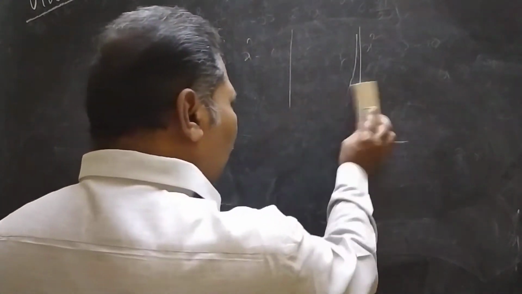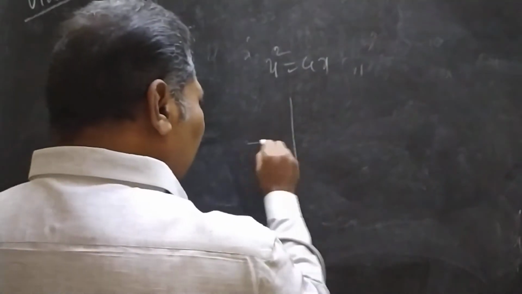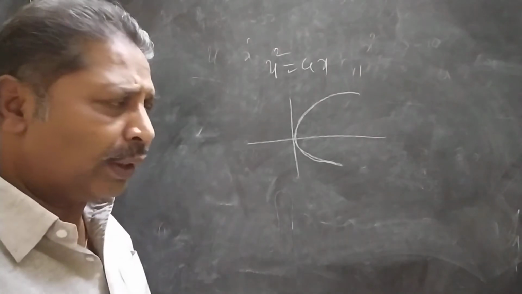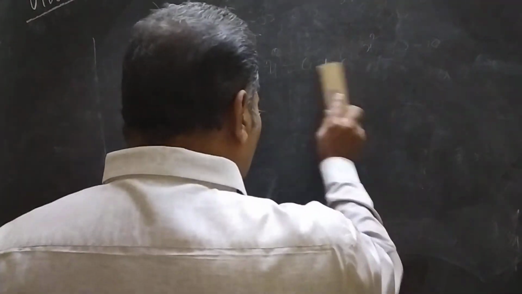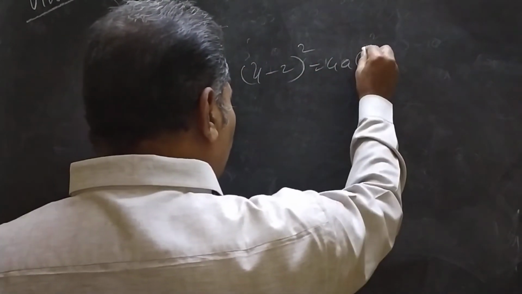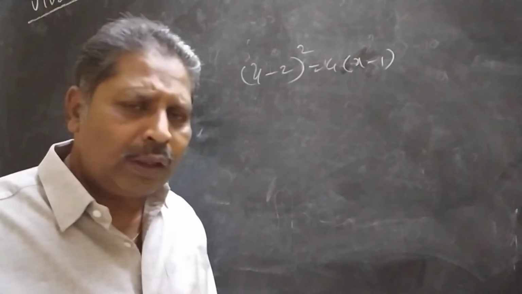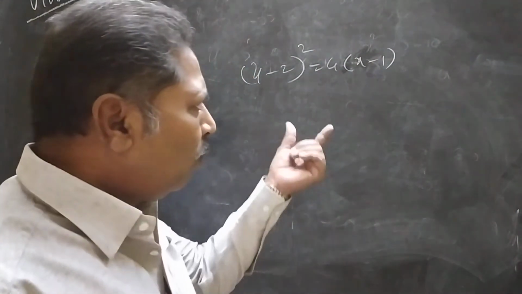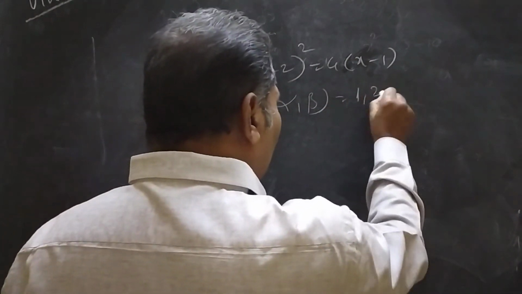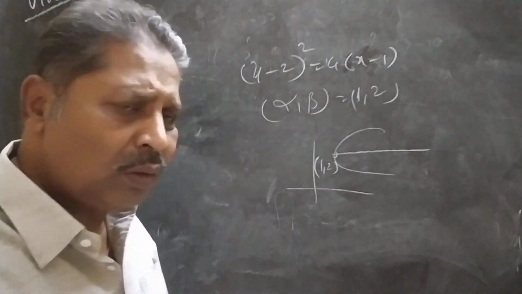Next, the parabola. What is the parabola diagram? Y square equal to 4x. This is the parabola diagram. Suppose it is given as y minus 2 whole square equal to 4 into x minus 1. Find the area of the region bounded by the parabola. So what is the vertex? Alpha, beta equal to 1 comma 2. So its vertex is 1 comma 2.